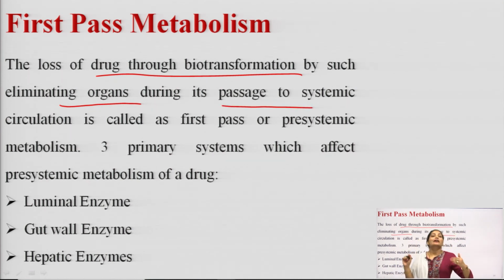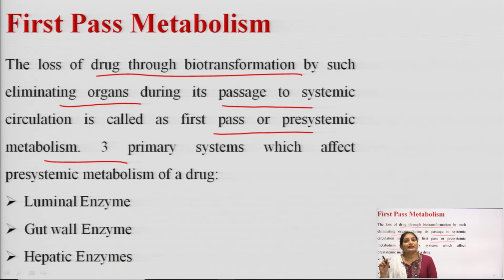So, before reaching the systemic circulation, the drug has to pass through the liver, through the GIT, and during this passage it can get metabolized, it can get biotransformed, due to which some part of the drug will be lost and we will obtain less bioavailability. So, this effect is called the first pass or pre-systemic metabolism.